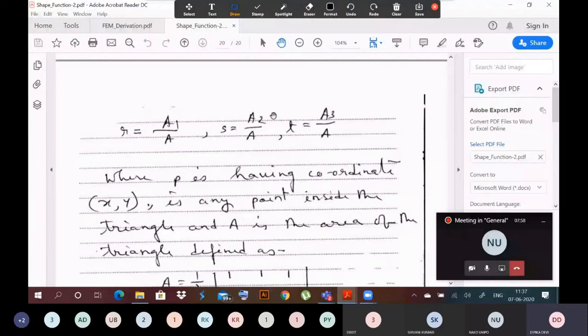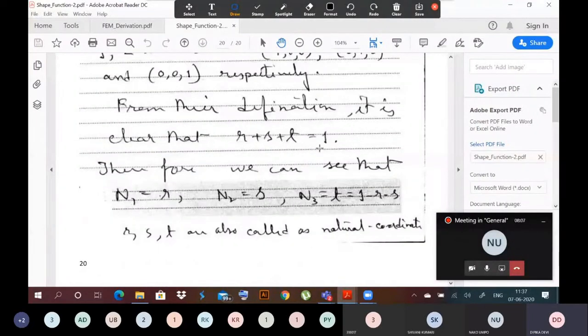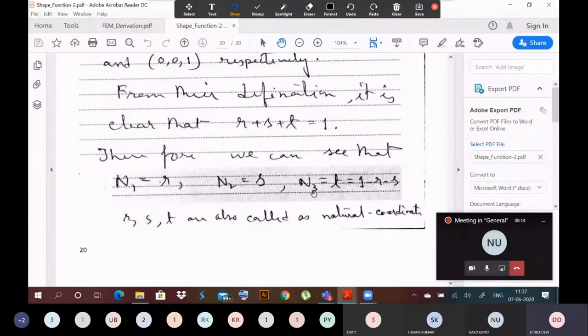So these are the shape functions for a triangle, constant strain triangle, that is 3-noded triangular element, in terms of natural coordinate system. So R, S, T are called the natural coordinates of the triangle, and N1 is equal to R, N2 is equal to S, N3 is equal to 1 minus R minus S, where R, S, T can be defined. So these are the shape functions for a triangular element. So shape function is over with this explanation. Now we can move to the next topic.